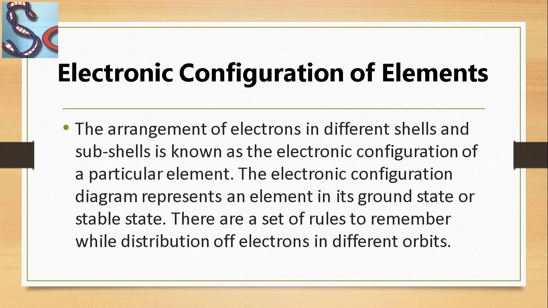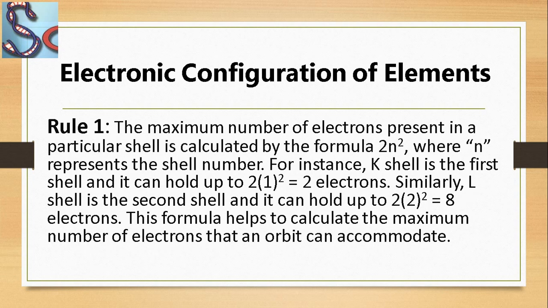There is a set of rules for the distribution of electrons in different orbits. Rule number 1. The maximum number of electrons present in a particular shell is calculated by the formula 2n square, where n represents the number of the shell. For example, if you have to find the maximum number of electrons in the first shell, then applying the formula 2n square, you will get 2 into 1 square, equal to 2 electrons.